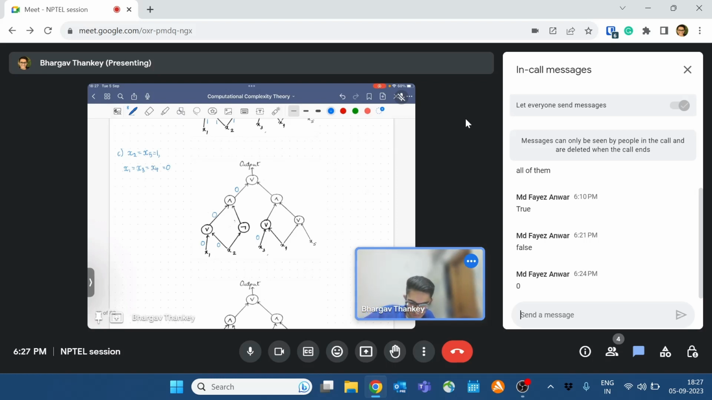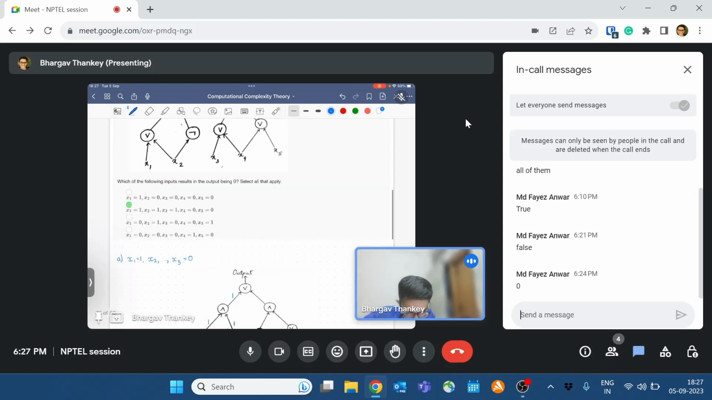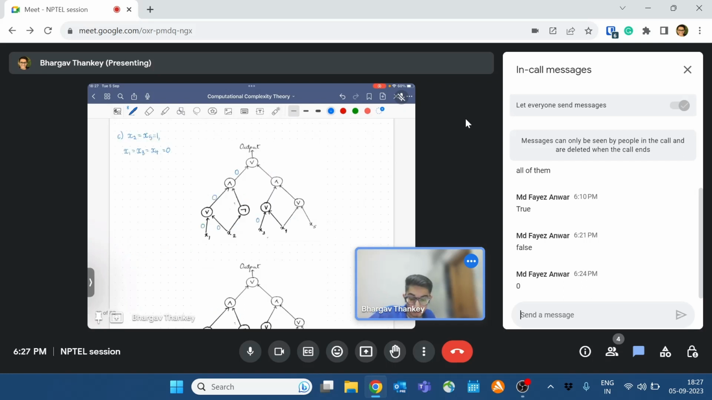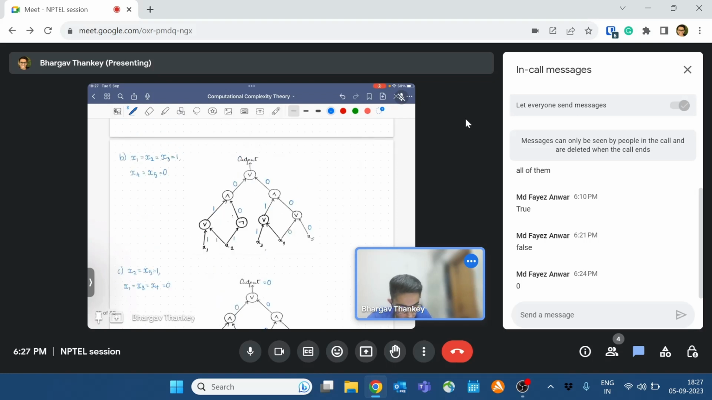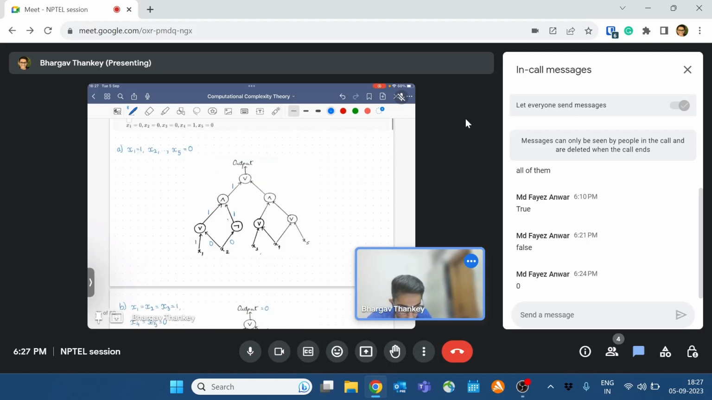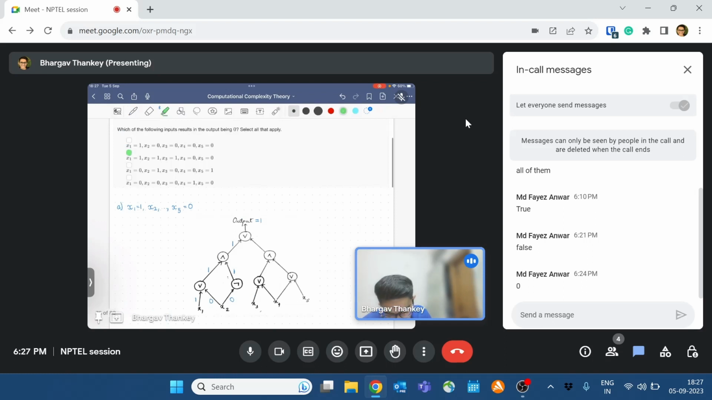Yeah, so in the option X2 and X5 are related. X2 is 1, X5 is 1. Okay, so X3 is 0, X4 is 0, so this is 0. Again, one input of an AND gate is 0, so the output is 0 and the output is again 0. So option C is also correct. And option D, everything except x4 is 0.